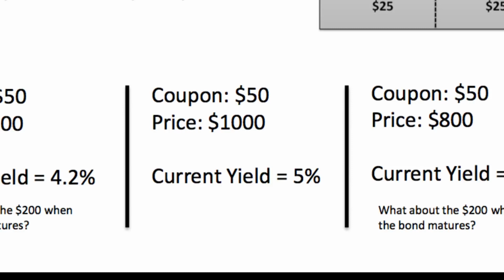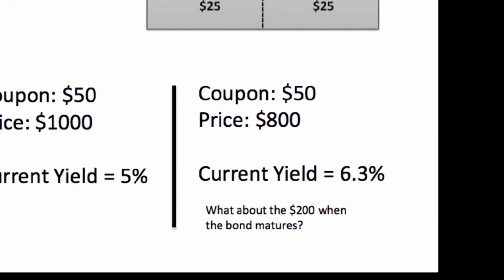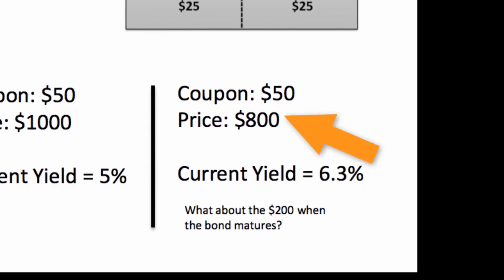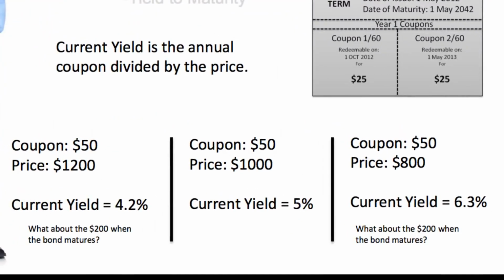Now, if we talk about a bond that he's purchasing at a discount, let's say $800, you can see that the current yield goes up to 6.3%. So in this example, we're talking about the same exact bond, no difference in the bond, just the price at which he's buying that bond and how that price is affecting the yield.